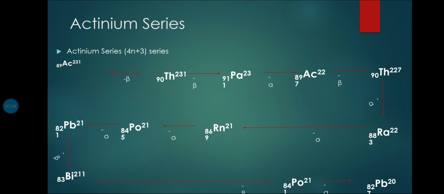The thorium 231, it emits a beta particle. So the atomic number increases by 1. 90 plus 1 is 91. 91 is protactinium. And there is no change in the mass number because the beta particle is emitted.